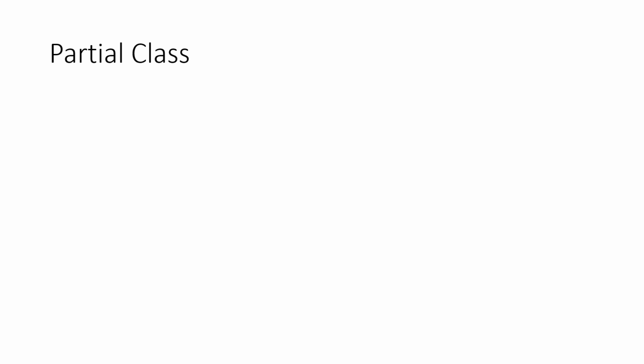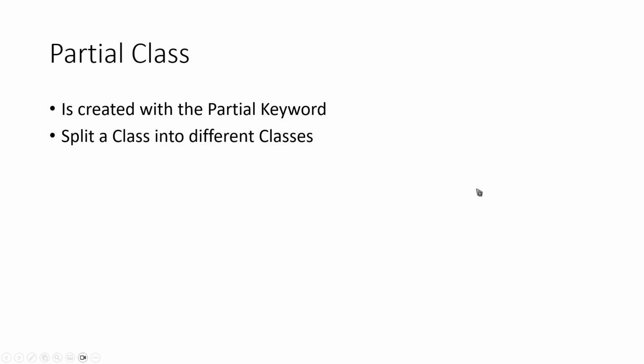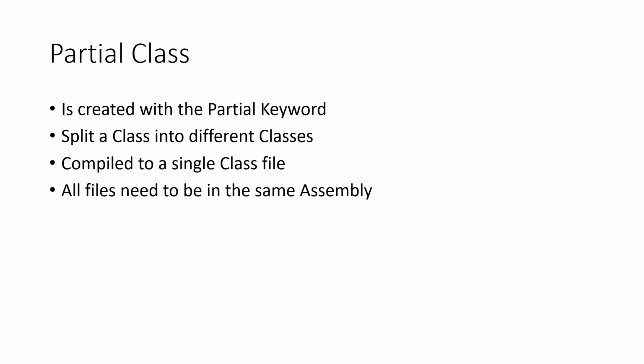A partial class is created using the partial keyword, and it is a special feature you can use to split functionality into multiple files. However, when the solution is compiled, it's just compiled to one class file. The partial classes you create for an individual class all need to live in the same assembly.